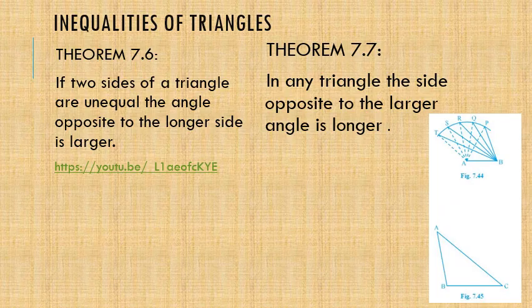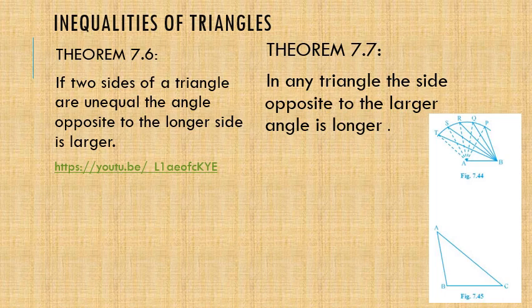The next slide is about the theorems based on the inequalities of triangles. Again, we don't have to learn their proof, we just need to learn their applications. Theorem 7.6 says that if two sides of a triangle are unequal, the angle opposite to the longer side is larger. In a triangle we have three angles and three sides. It is only applicable when two sides of a triangle are unequal. Then the angle is opposite to the longer side.